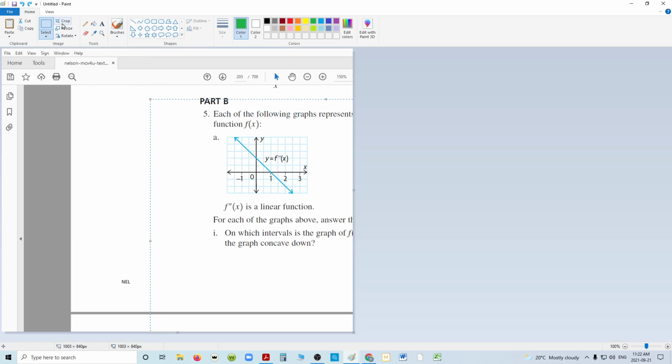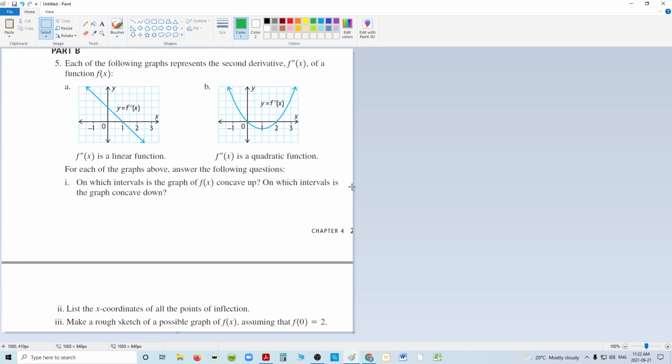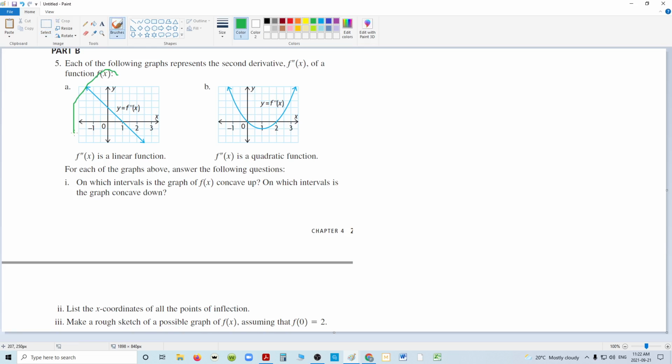And they ask a few questions. But first, before we get to that, they're giving us the second derivative of a function. And second derivatives came from the derivative of the first derivative. And I already know the derivative, if it comes out as a line, the derivative before that, the first derivative, was a parabola. Because if I take the derivative of x squared, I get 2x, which is a line. Which means the original function was an x cubed.